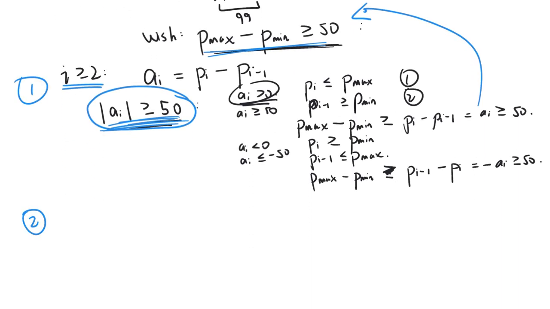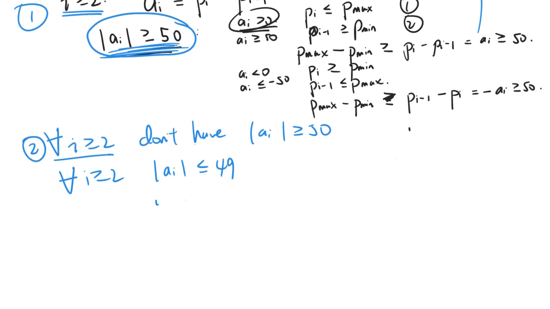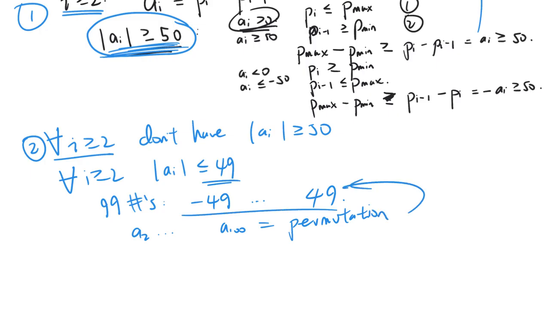And case two is when, for all of these, we don't have this, which basically means for all i greater or equal to 2, we have a_i is within 49, or the absolute value is within 49. And since there are 99 numbers that span from -49 through 49, then we know that a_2 all the way to a_100 is a permutation of this sequence of numbers over here.